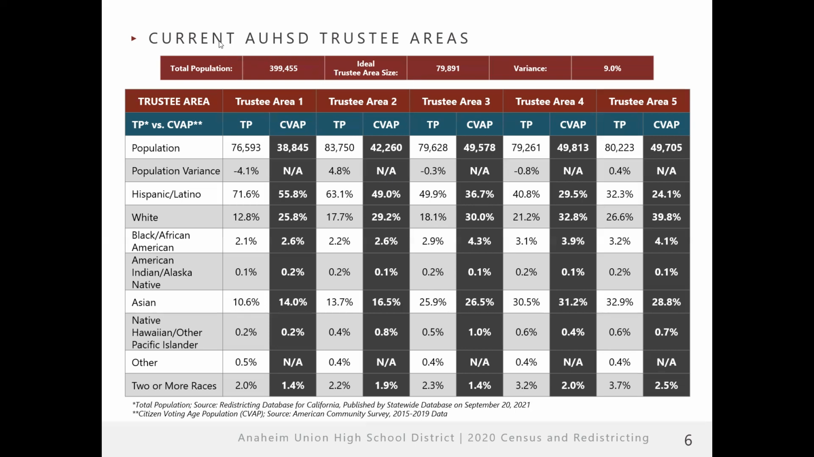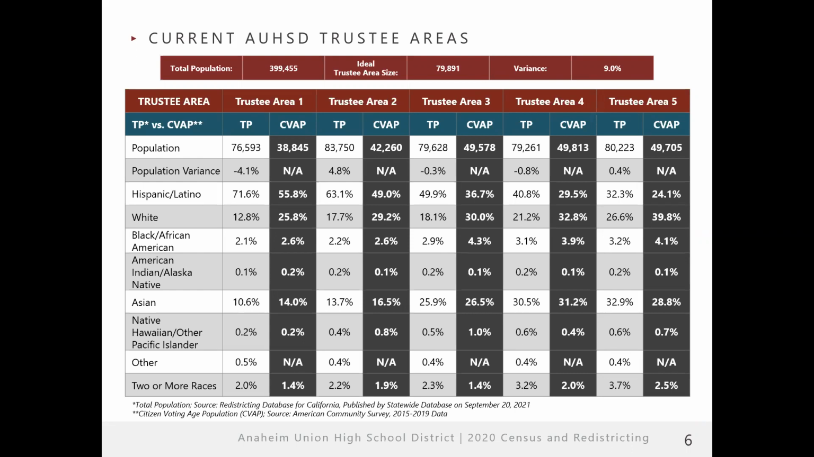Up at the top, the total population is 399,455. And when we do the math exercise, when we divide that total population by 5 different trustee areas, that tells us that the average size, or the ideal size, if things were balanced perfectly, would be 79,891. The variance, as I showed on a prior slide, when we look at the difference between the largest and smallest areas, is 9.0%.